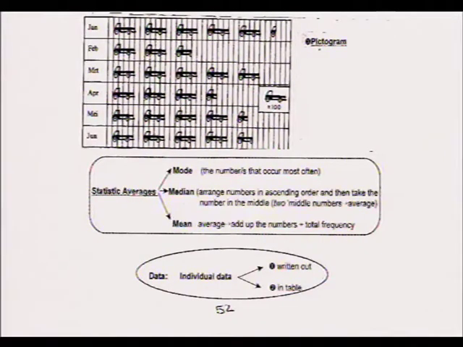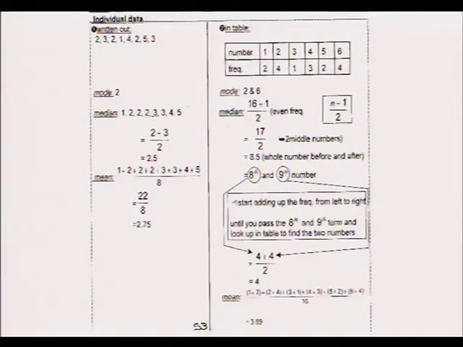The data, you have the individual data written out or in tables. Here you see some examples of individual data. An example of the mode, the median, the mean. Exactly the same as it is done here. The mean always will give you some problems, so make sure you know how to find the mean. The mode and the median is normally quite easy, but the mean might create problems.